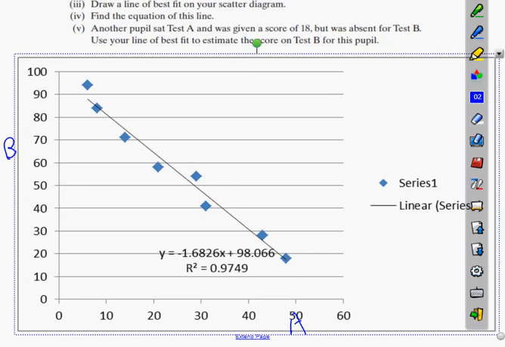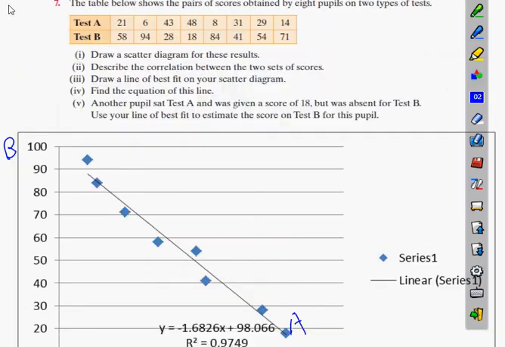What we have is question 7. The table below shows the pair of scores of 8 pupils in 2 types of tests. We're going to draw out the scatter graph as shown on the board. As we do that, we're going to go to the calculator.